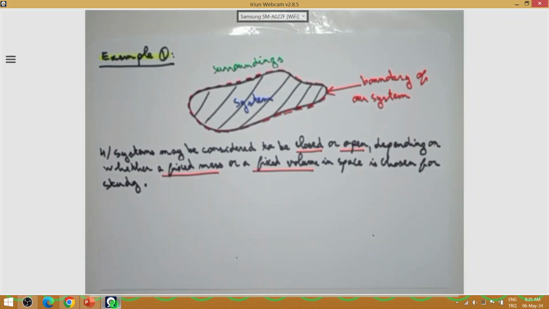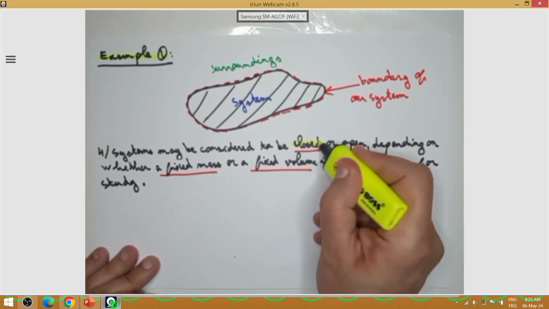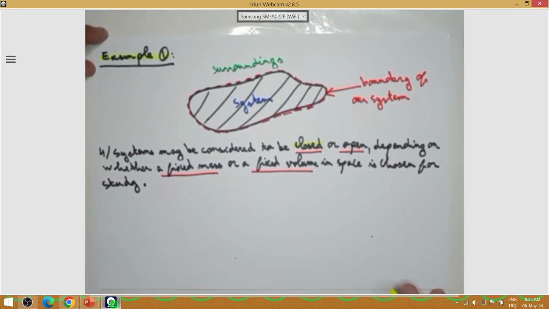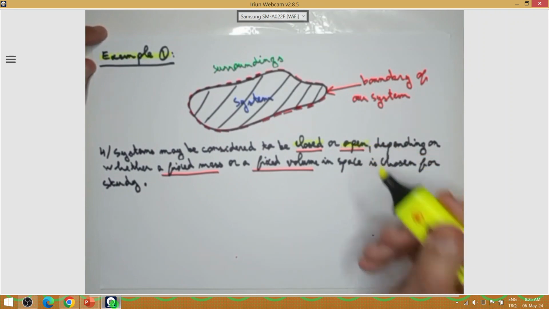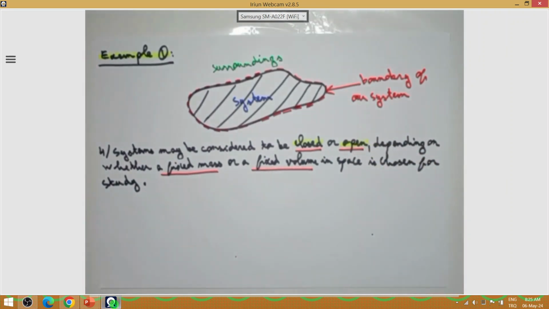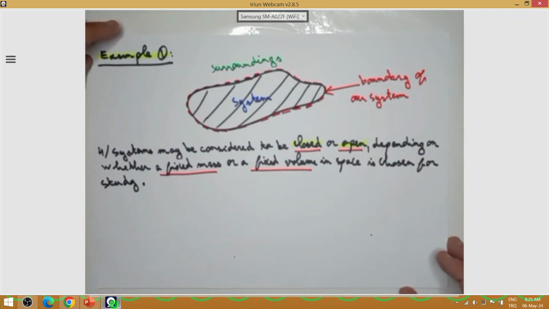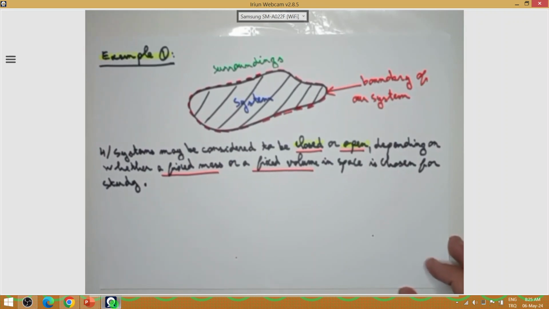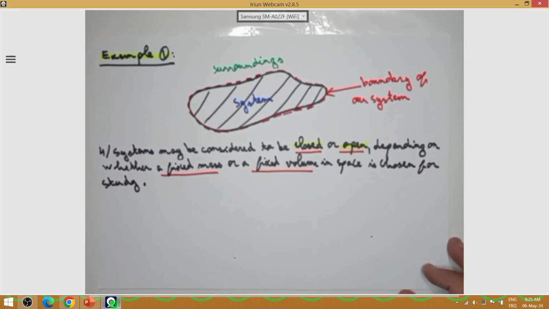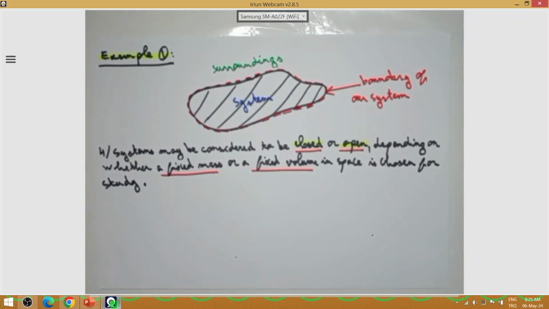And here we have two keywords that I have to highlight. Keyword number one is closed and keyword number two is open. Those are very important words that we should remember: open system and closed system. So let's speak about closed system. What is a closed system? What is the definition of a closed system? We'll see that in note 5. So let's go to note 5.